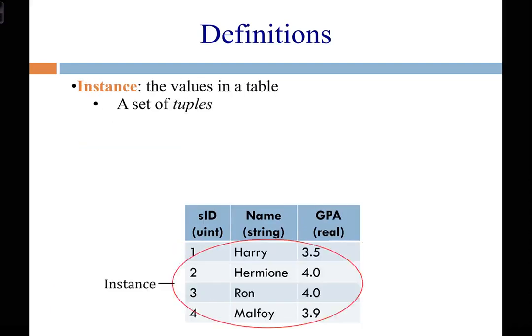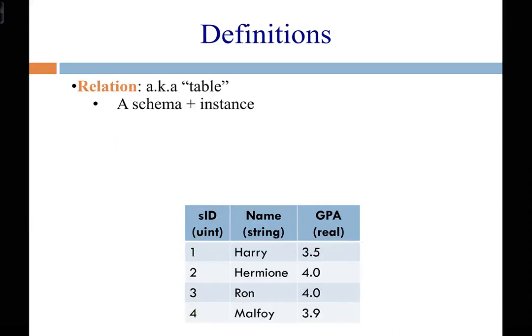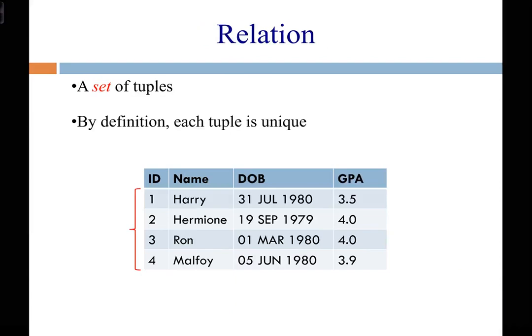Attribute is basically the column header. It's the column name plus its type. So a schema is comprised of multiple attributes. Well, not necessarily multiple. You can have a single column relation in a database. Okay, and then finally, the instance data in a relation is a set of tuples.